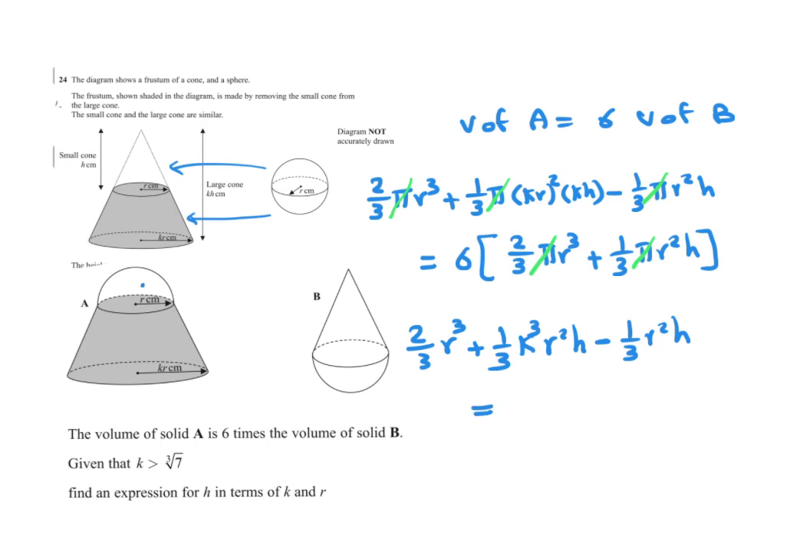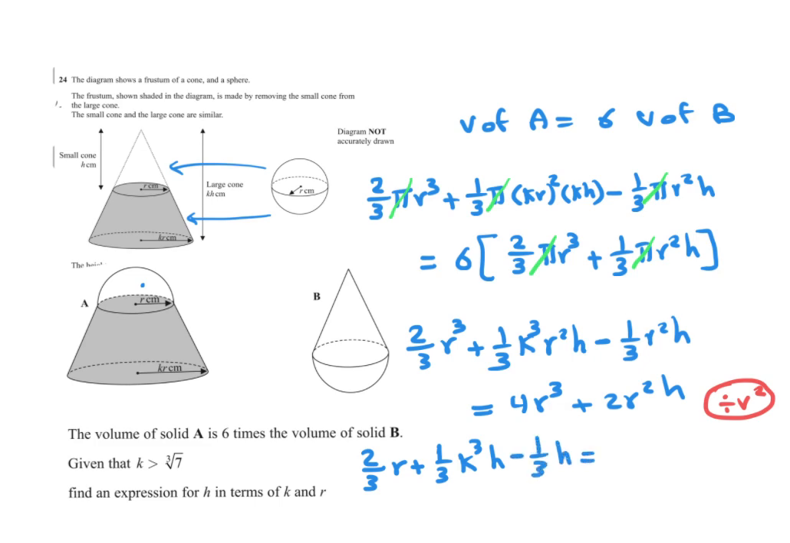equals 6 times 2/3 equals 4, so 4r³, and 6 times 1/3 equals 2, so 2r²h. Now you can divide by r³ by r² for both sides, so you are left with 2/3 r plus 1/3 k³ h minus 1/3 h equals 4r plus 2h.